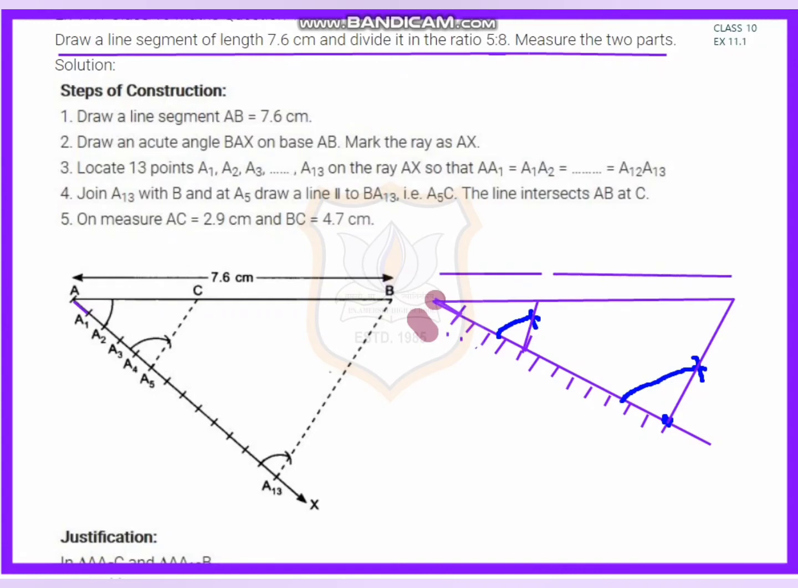I am repeating this sum again. First of all, you have to draw this AB line and make an acute angle here. You can draw any acute angle, and here you have to mark, taking any radius with center A, the point A1. You have to make the first arc, second arc, third arc, fourth arc, fifth arc, sixth arc, seventh arc, until the 13th arc. Here we have to name A1, A2, A3, A4, A5 till A13.